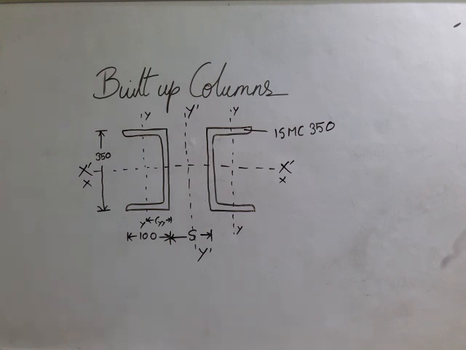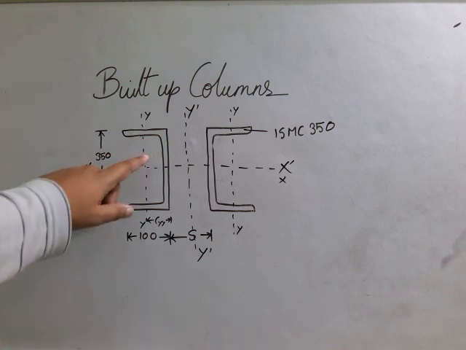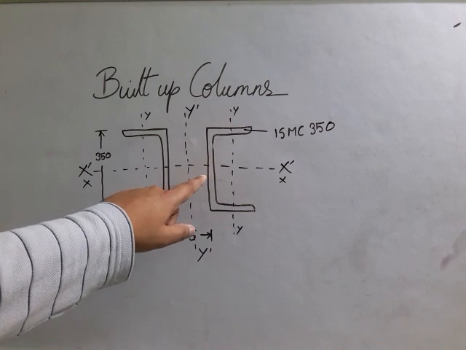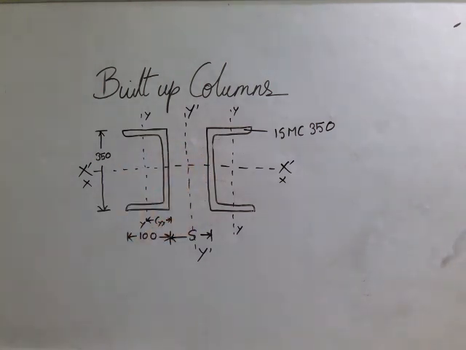Now we can see here. This is the top view of a built-up column, comprising two channel sections. This is one channel section, and this is another channel section. These channel sections are the sections which generally have a cross section in the shape of a C.